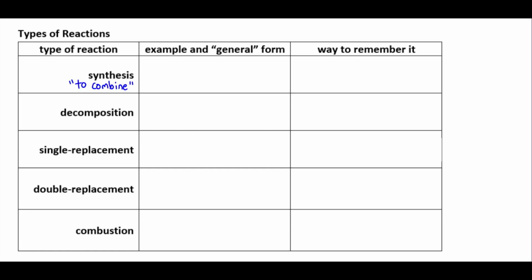For an example formula, I'll use what I had in the notes earlier. We have sodium plus chlorine produces sodium chloride. And again, this equation is not balanced. We don't have the same number of chlorines on both sides. We'll get to that in a minute. Now the general form for this reaction, you need to memorize that a synthesis reaction looks like A plus B makes a product of AB.